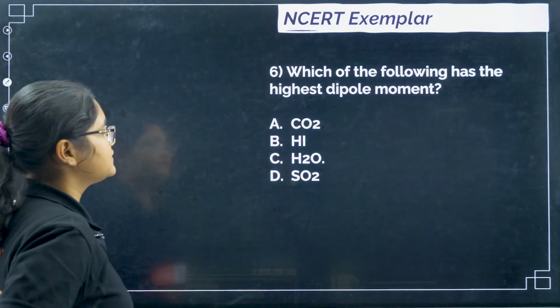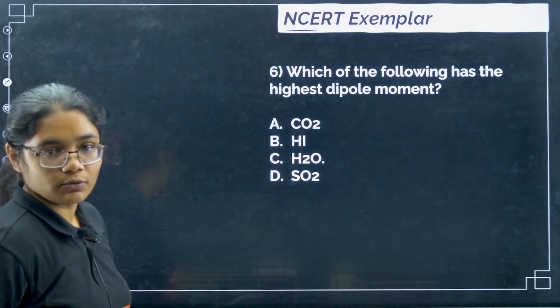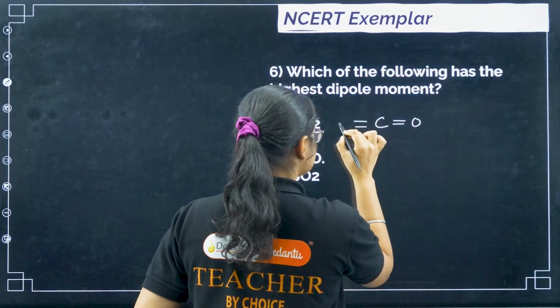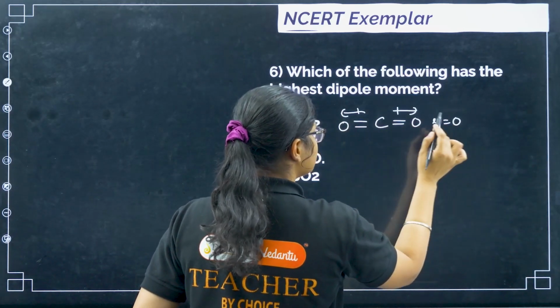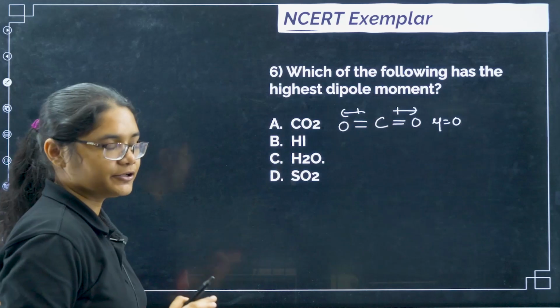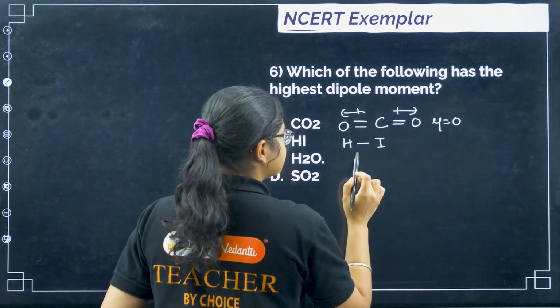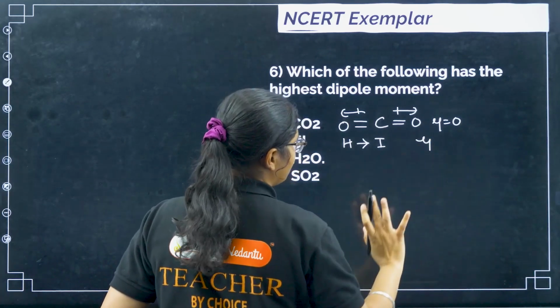Next, here this is an example question: which of the following has the highest dipole moment? So if you see carbon dioxide, this is the structure, right? Here the net dipole moment becomes 0 because they are in opposite directions. If I see HI, this is the dipole moment direction. There is some dipole moment definitely.